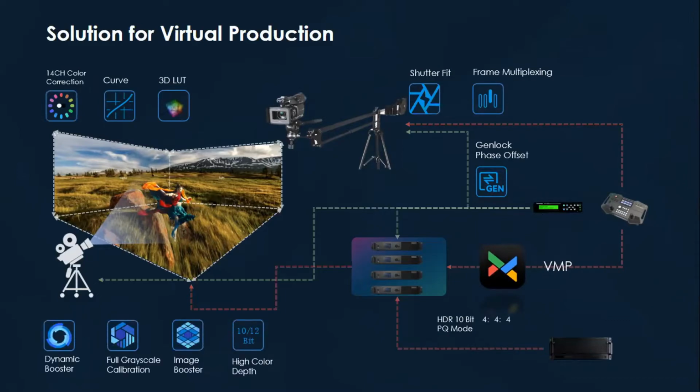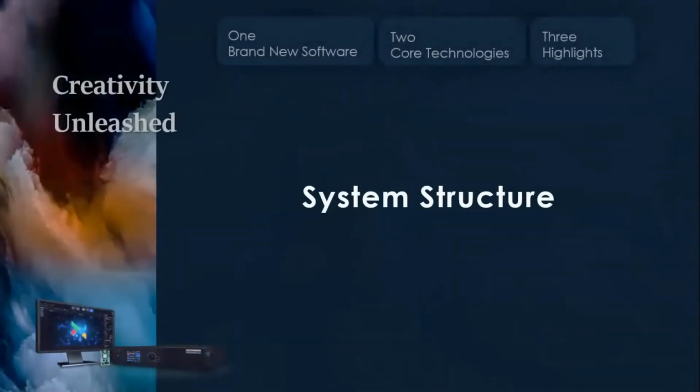Last but not least, the new solution also provides two core technologies, dynamic booster and full grayscale calibration, presenting the HDR effect and lowering power consumption at the same time. But now, you're still wondering, Tony, what does the whole system structure look like? Here it comes. Let's check them one by one.